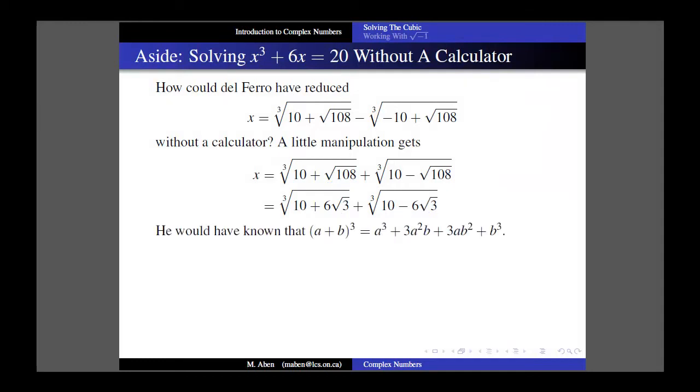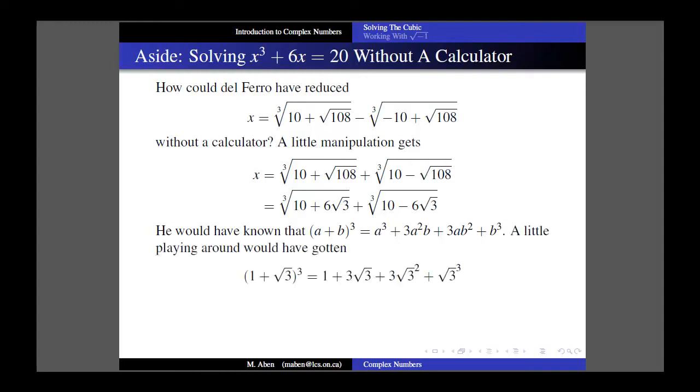Okay. Here comes the clever bit. And at first this doesn't seem to have any connection. Now Del Ferro would have known how to cube a binomial. And hopefully you've seen this formula before, that if I take a binomial like a plus b and I cube it, I get a cubed plus 3a squared b plus 3ab squared plus b cubed. And this expression comes straight out of what today we would call the binomial theorem. Okay. But what we can do is use this to help us figure out what these cube roots are. Now you need to do a little bit of playing around.